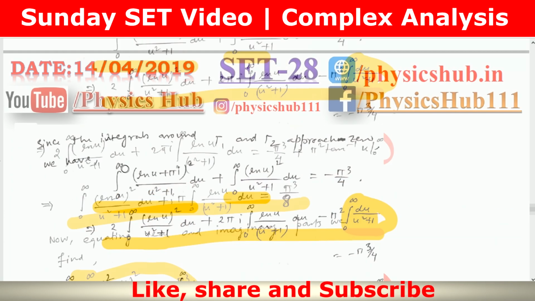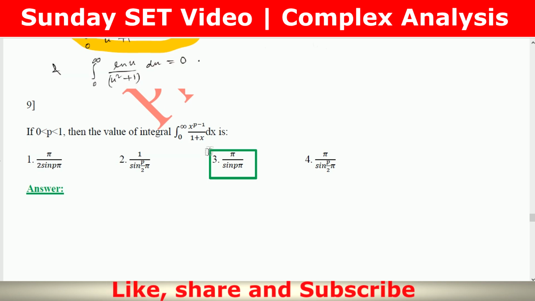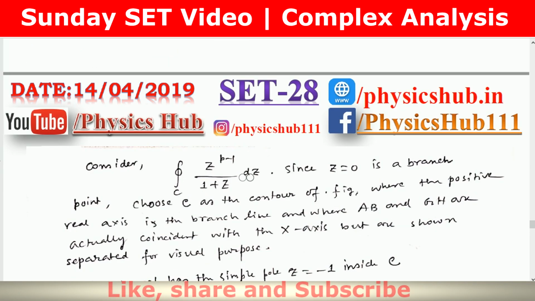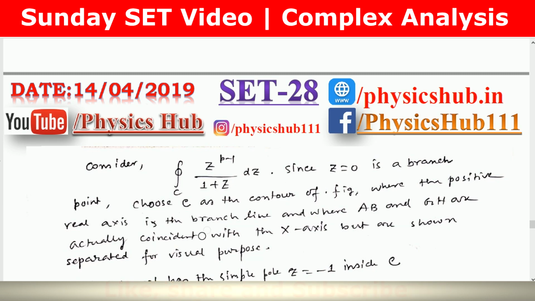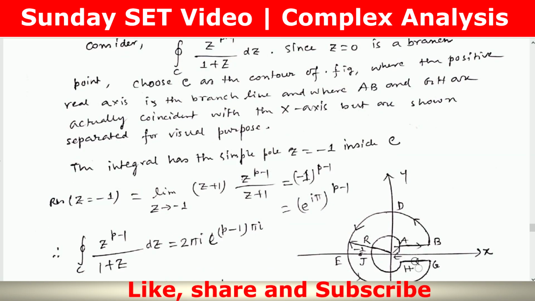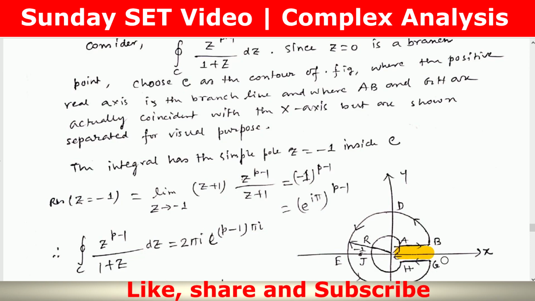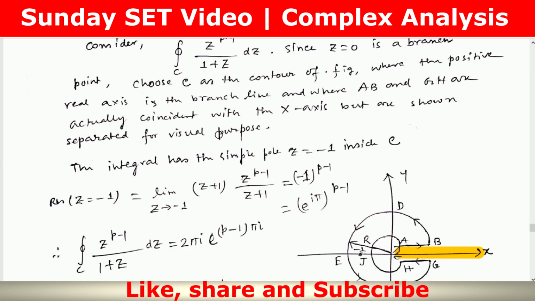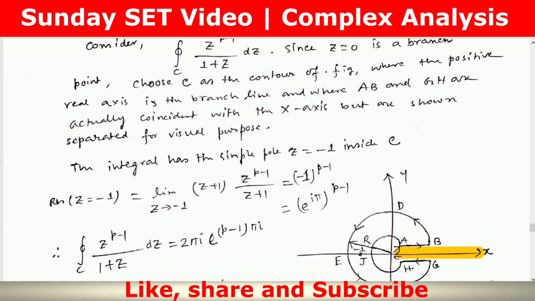Moving on to question number 9. If 0 less than p less than 1, then the value of the integral 0 to infinity x to the power p minus 1 by 1 plus x dx is. Consider the closed integral over c of z to the power p minus 1 by 1 plus z dz. Since z equals 0 is a branch point, choose c as the contour of this figure, where the positive real axis is the branch line, and where AB and GH are actually coincident with the x-axis, but shown separated for visual purpose.